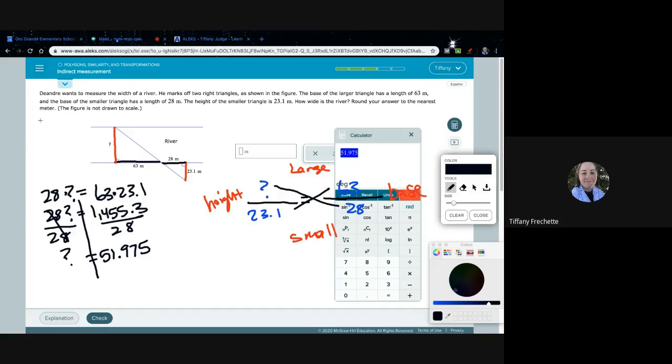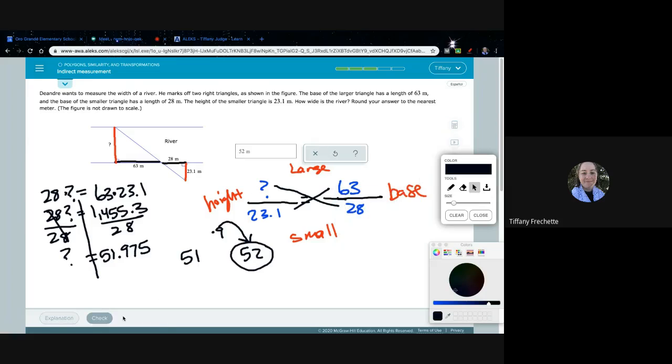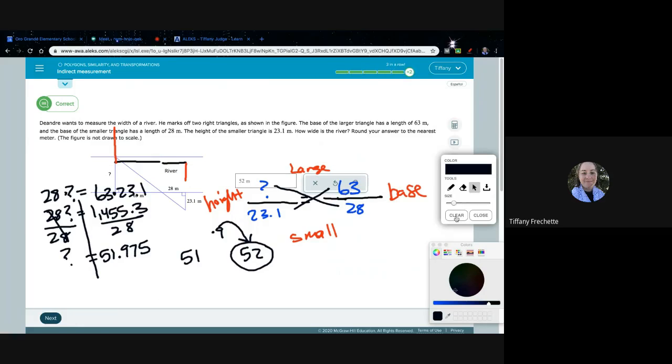Remember, they want us to round to the nearest meter again. So we need to decide, is this closer to 51, which is what we're starting with, or 52? So we look at the number right after what we want to round to. And it's 0.9. 9 is 5 or bigger. So we're going to round up to the next number. So we have 52 on this one. So the river is 52 meters wide. All right, we finished that one. Yay.